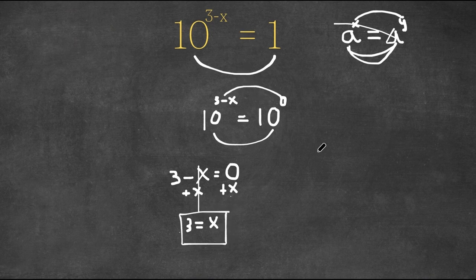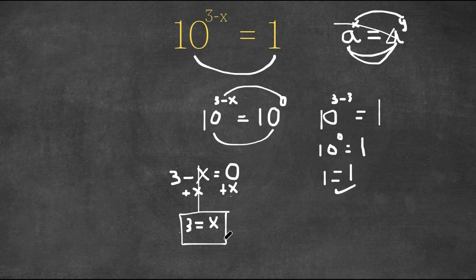Now why don't we go ahead and plug it in to our equation. So this gives us 10 to the power of 3 minus 3, and 3 minus 3 is 0. So we have 10 to the power of 0 equals 1, and remember, anything to the power of 0 equals 1, so 10 to the power of 0 equals 1, so we have 1 equals 1, and this is right, meaning our answer of x equals 3 is right.